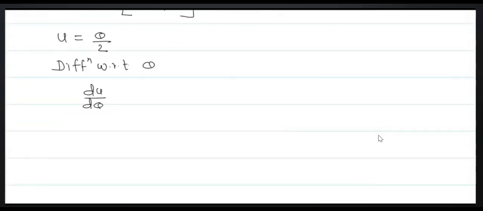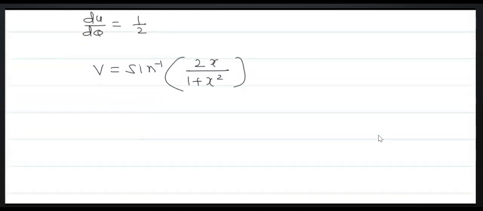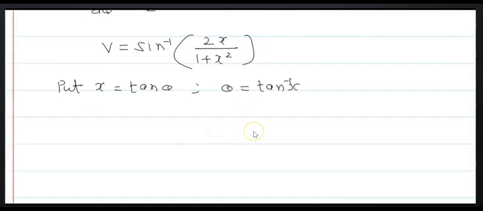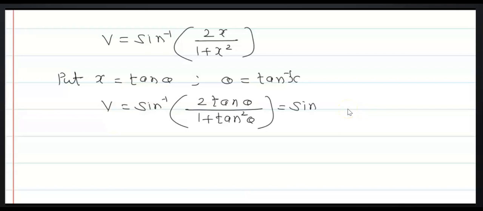Now you cannot differentiate this with this. You can also, but in the problem we have been given the value of theta. I had done directly this. Now next is v is equal to sine inverse in bracket 2x upon 1 plus x square. X is equal to tan theta, theta is equal to tan inverse of x. That is sine inverse in bracket 2 tan theta upon 1 plus tan square theta. That is sine inverse of sine of 2 times theta.